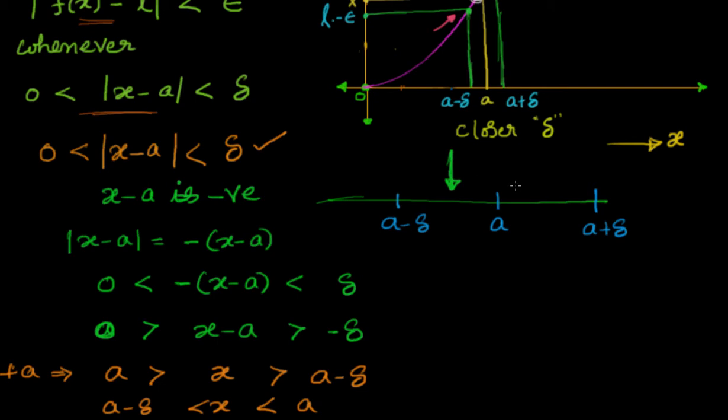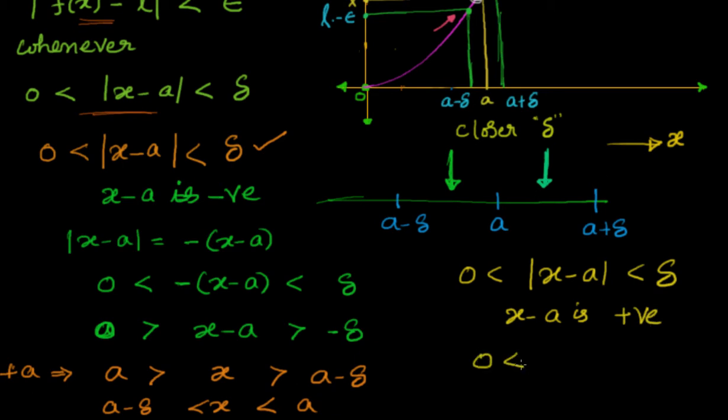Now let us look at the other case. Suppose x is between a and a plus delta. Now 0 less than x minus a less than delta. When x is more than a, x minus a is positive, so mod of x minus a equals x minus a only. So it will become 0 less than x minus a less than delta. If you add a, it will give you a less than x less than a plus delta.